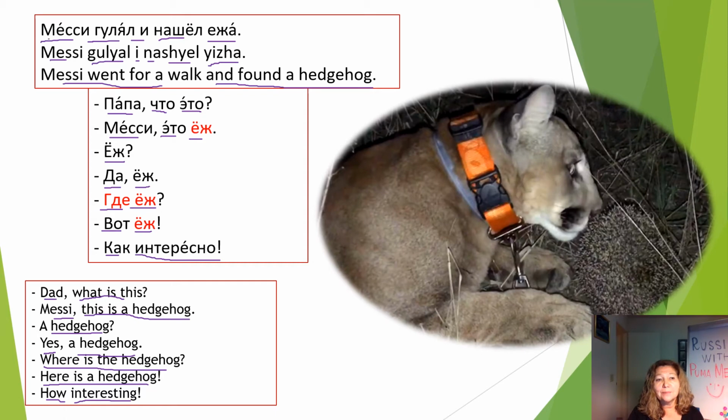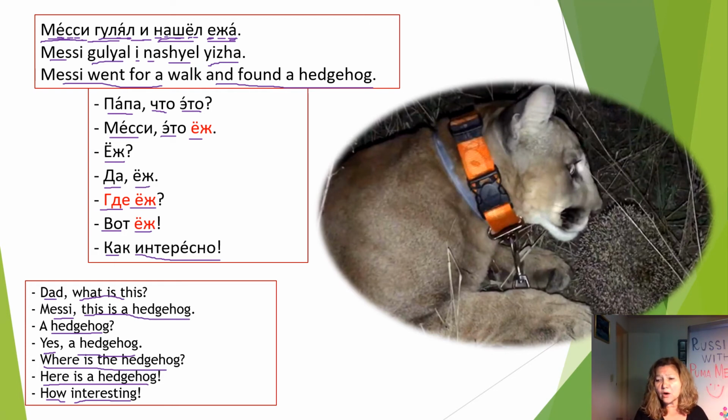So let's see. Месси, M-E-S-S-E. Гулял, G-U-L-Y-L. И, the conjunction and. Нашел, Н, А, Ш, Ё, Л, нашел. Е, Ж, А, ежа. So this is our Ё, which actually transforms into ye, because one more syllable is added, the ending of the case is over here, and Ё gives up its rights. I mean, it was forced to do that.